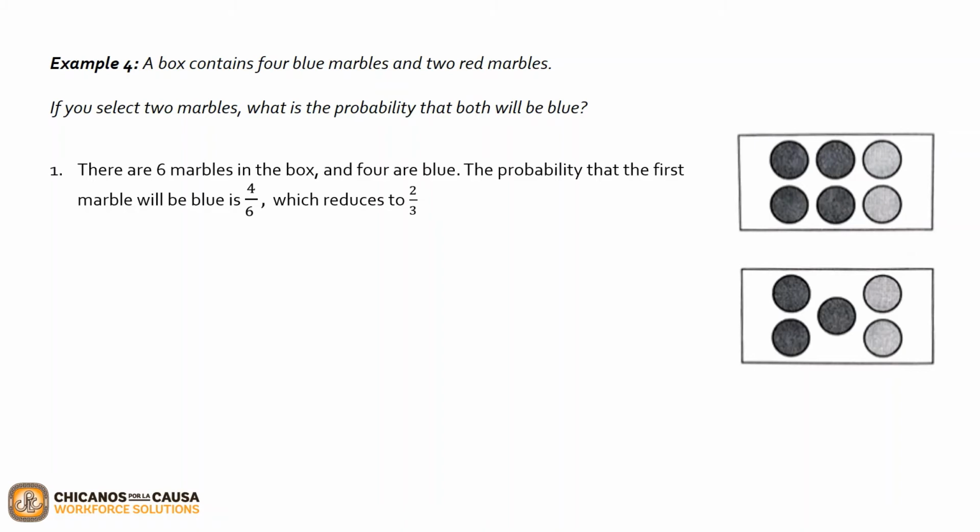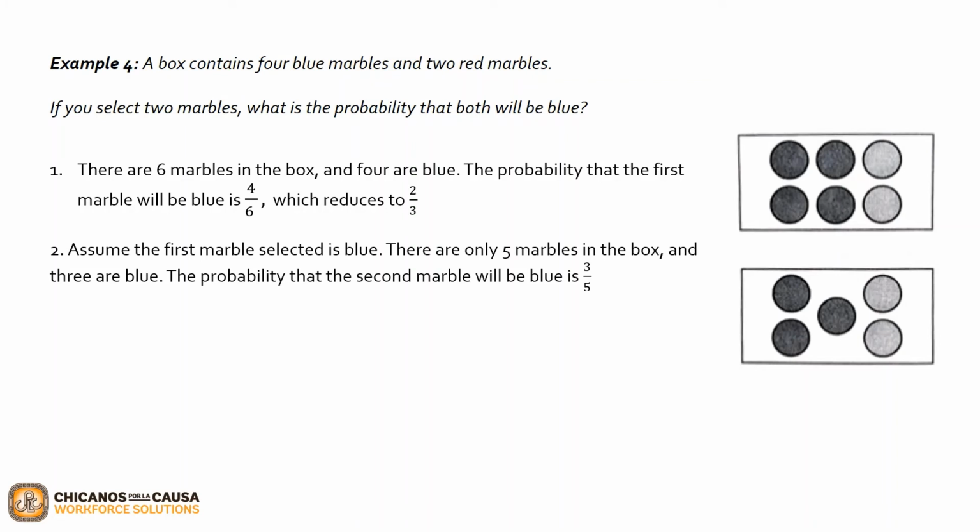So now, we're going to pretend that the first marble selected is blue, so we kind of took one out. So let's look at the second box. There are now only 5 marbles in the box, and 3 of them are blue. So we're going to do the exact same thing. Thus, the probability that the second marble will be blue is 3/5, because we only have 5 left, so 5 possible outcomes, and 3 because we have 3 blue marbles. And again, that's the desired outcome.